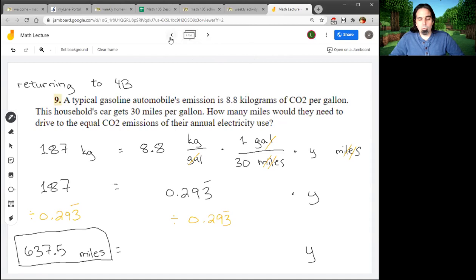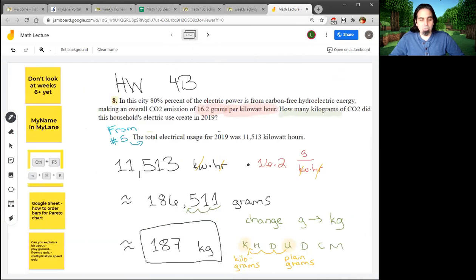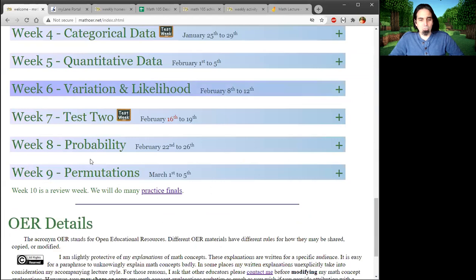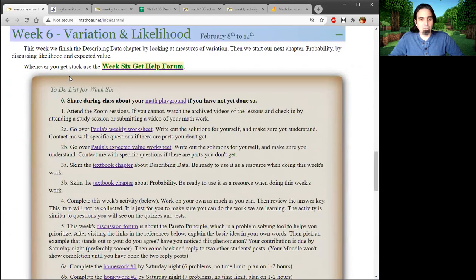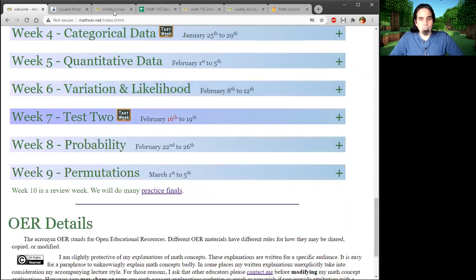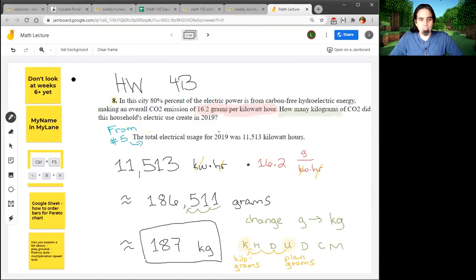Okay, I think I'm going to transition to announcements. I've stuck them here to remind me. So first of all, don't look at weeks 6 and beyond yet. If we tried to, then this is all formatted from last term with me copying Paula's format. It's blah, don't look at that. So just a reminder, that's not ready for you.